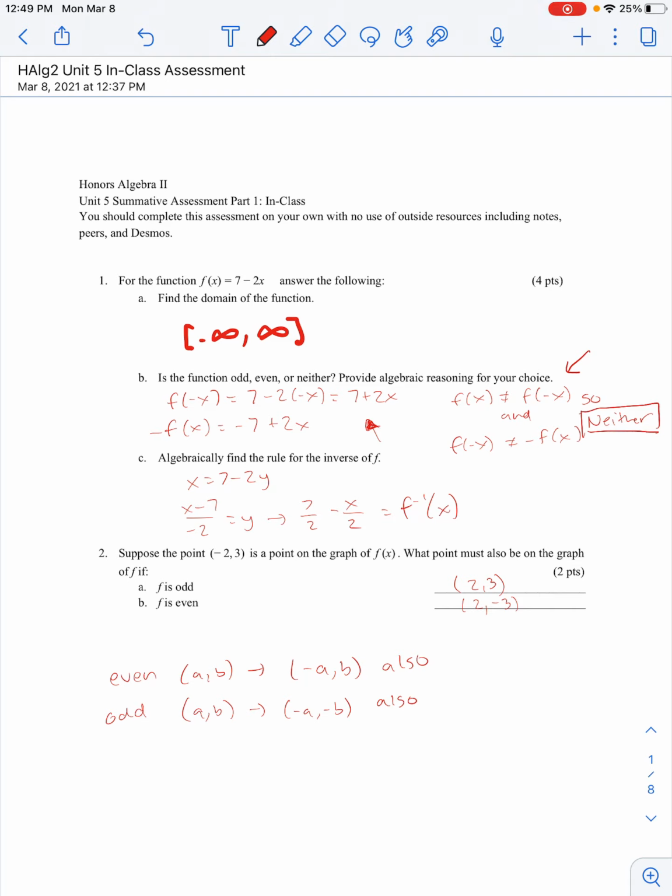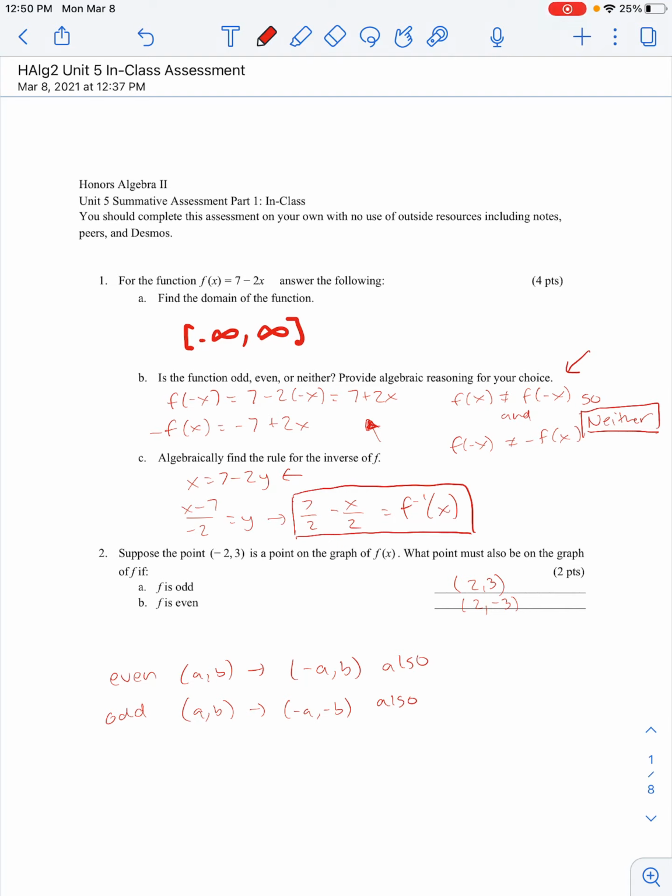To find the rule for the inverse, we're gonna flip x and y and then solve for y. So everyone's might look slightly different, but it should look something like this. If you have it in a different form, that's fine.